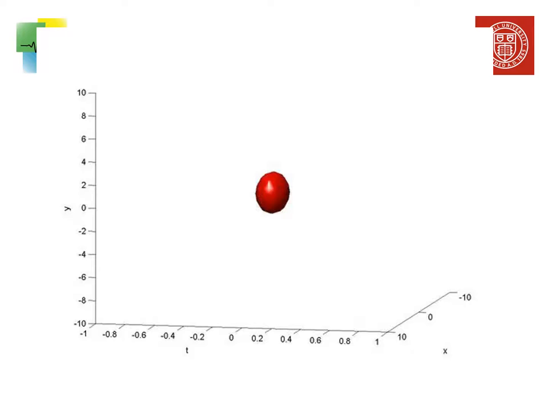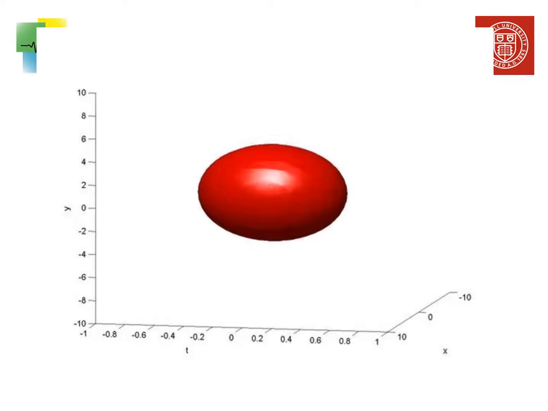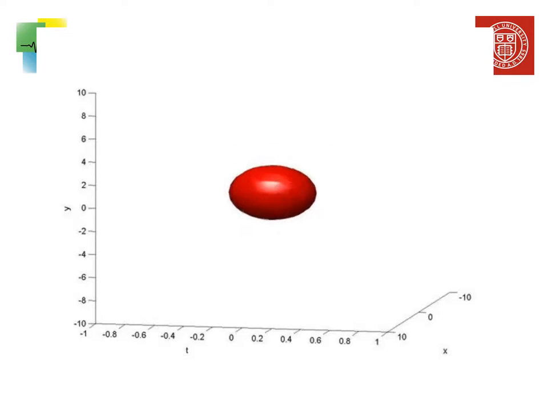This is the time. These are the transverse spatial dimensions. As the pulse propagates through the fiber, it's going to shrink in space-time, grow in space-time periodically. Periodic spatial-temporal oscillations, as a result of this thing being a soliton.